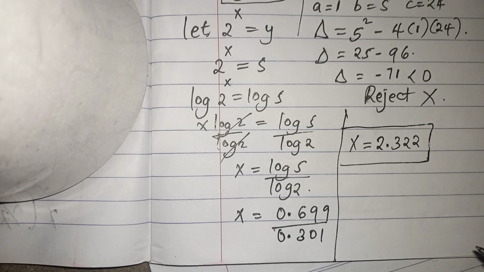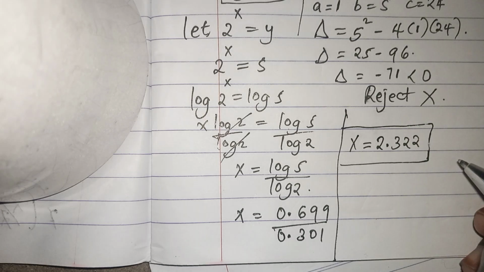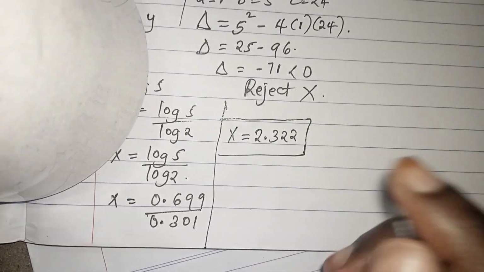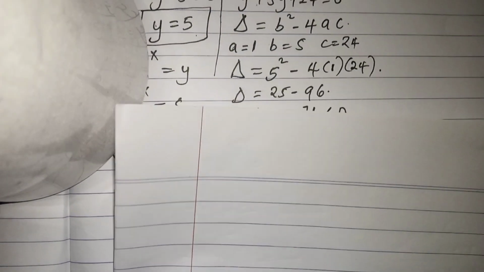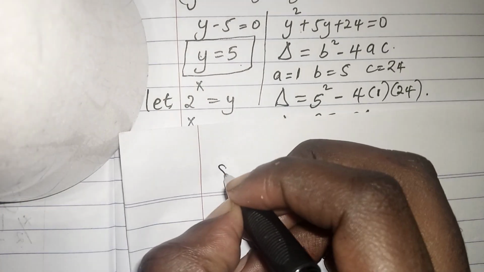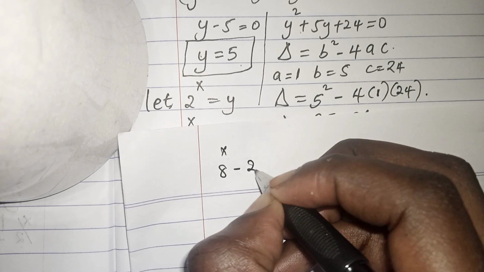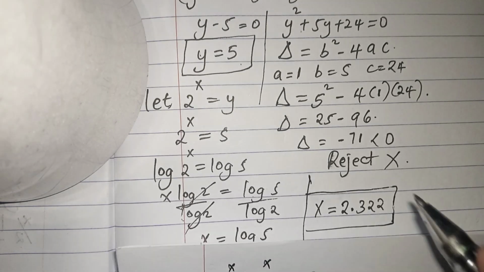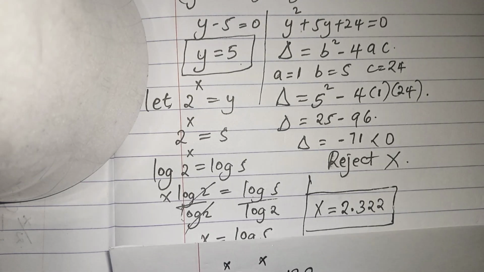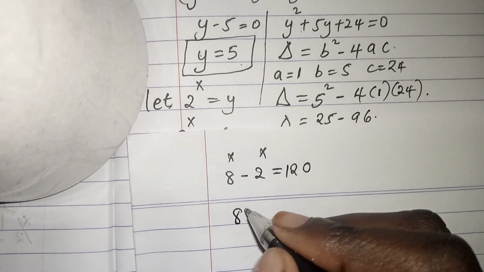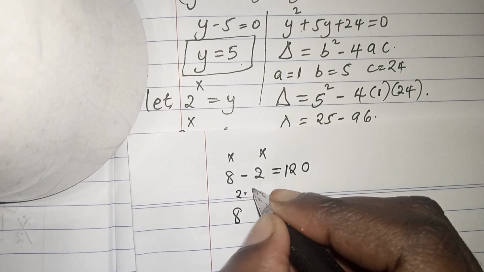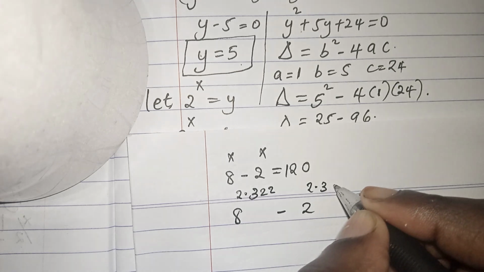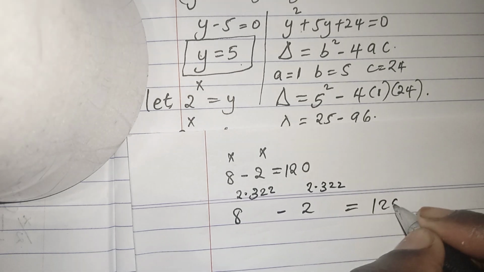So let us check to confirm whether this satisfies our equation. So our initial equation was 8 to the power of x minus 2 to the power of x is equals to 120. We have our value of x as 2.322. So let us substitute it. So 8 to the power of 2.322 minus 2 to the power of 2.322 is equals to 120.